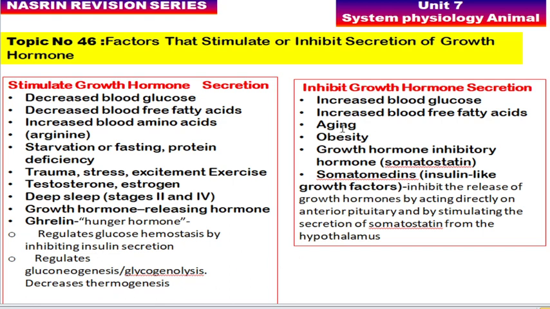Whereas those factors that inhibit growth hormone secretion include increased blood glucose level, increased blood free fatty acid, aging, obesity, and growth hormone inhibitory hormones like somatostatin and somatomedins. Somatomedins are insulin-like growth factors that inhibit the release of growth hormone by directly acting on the anterior pituitary, and thereby also stimulate the secretion of somatostatin, which is produced from the hypothalamus.